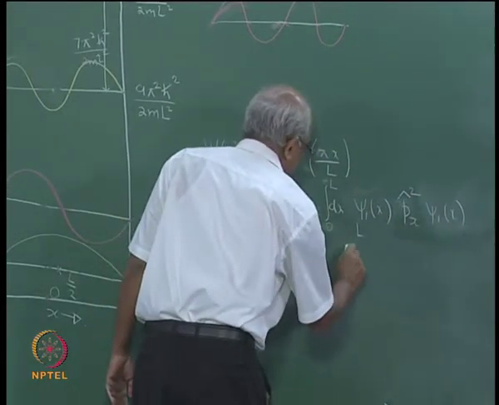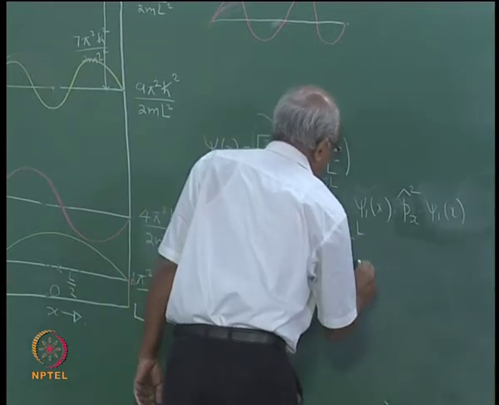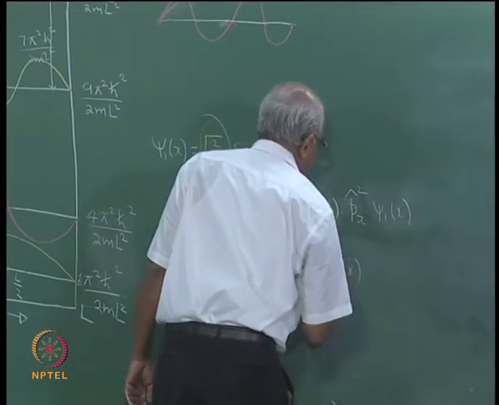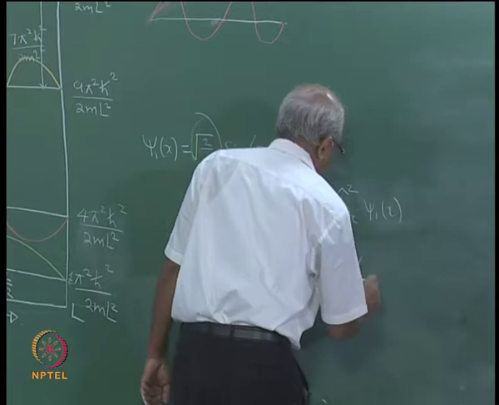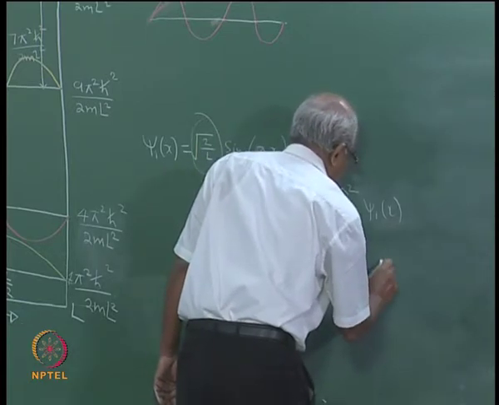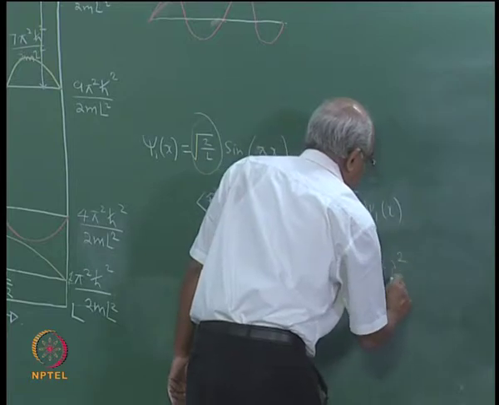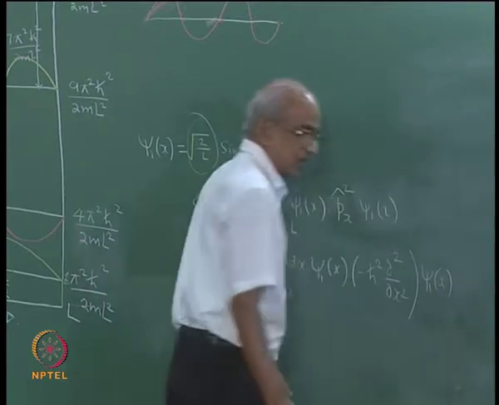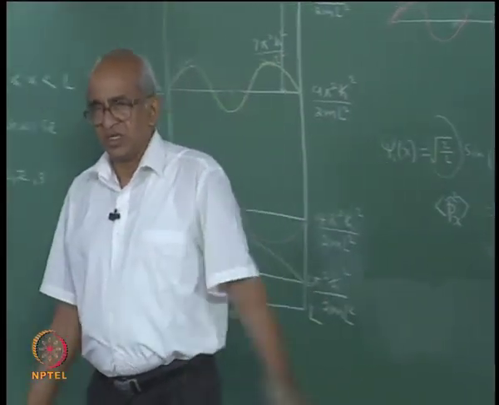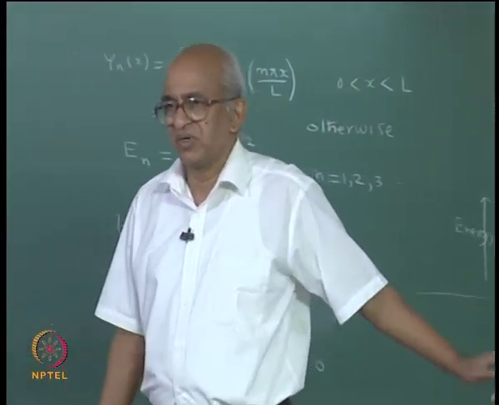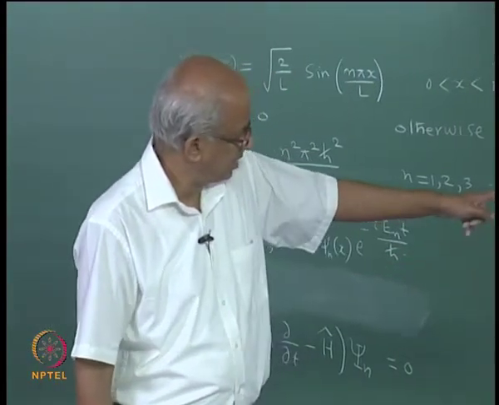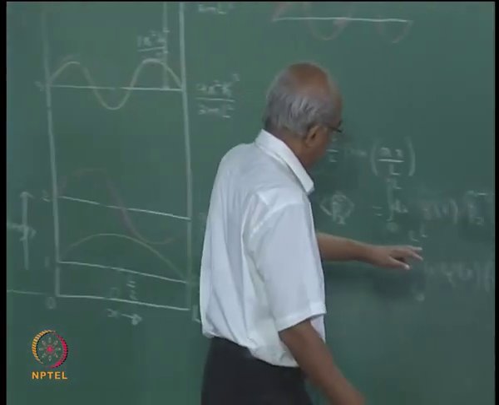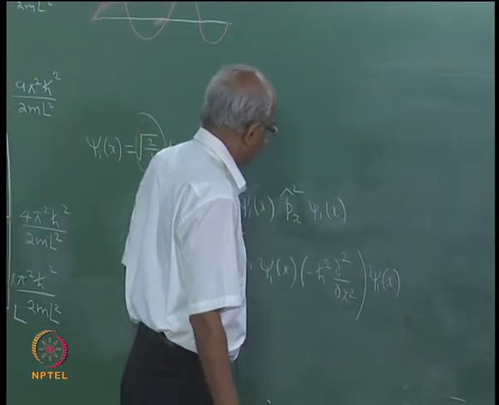and what is going to happen is you will get integral 0 to L dx psi 1 of x, then the square of px. I know it is just minus h cross square dou square upon dou x square psi 1 of x. Remember our discussion of the postulates, in which we did calculate the operator corresponding to the square of momentum, and it is just minus h cross square dou square upon dou x square, that is what it is.